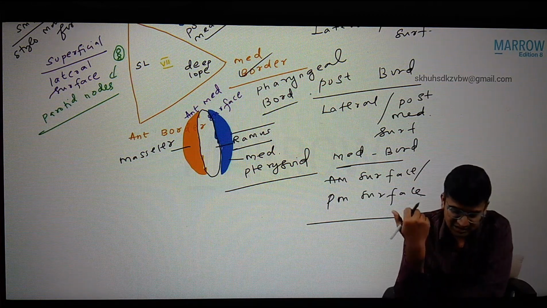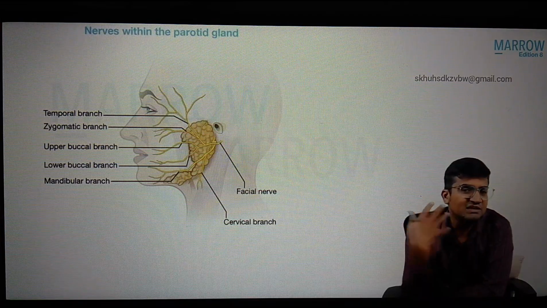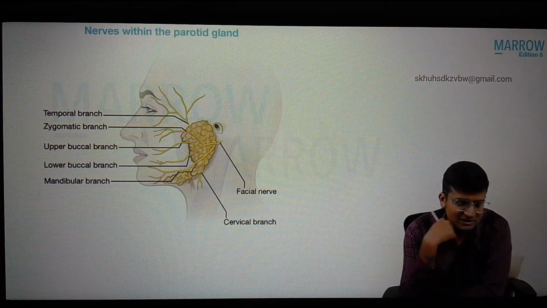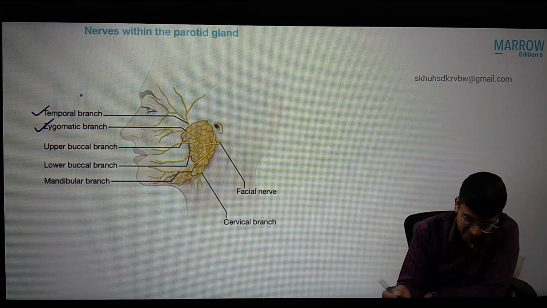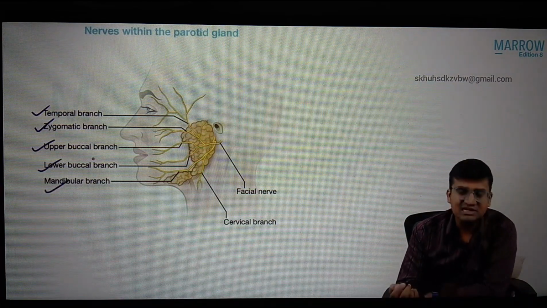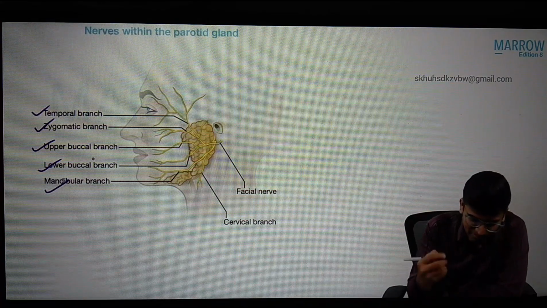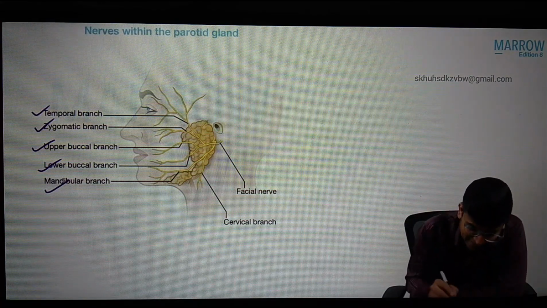Now what are structures related to anterior border and posterior border? In the anterior border, we see the terminal branches of facial nerve: temporal branch, zygomatic branch, upper buccal branch, lower buccal branch, and the marginal mandibular branch. Between upper buccal and lower buccal, the anterior border is also related to a duct here.